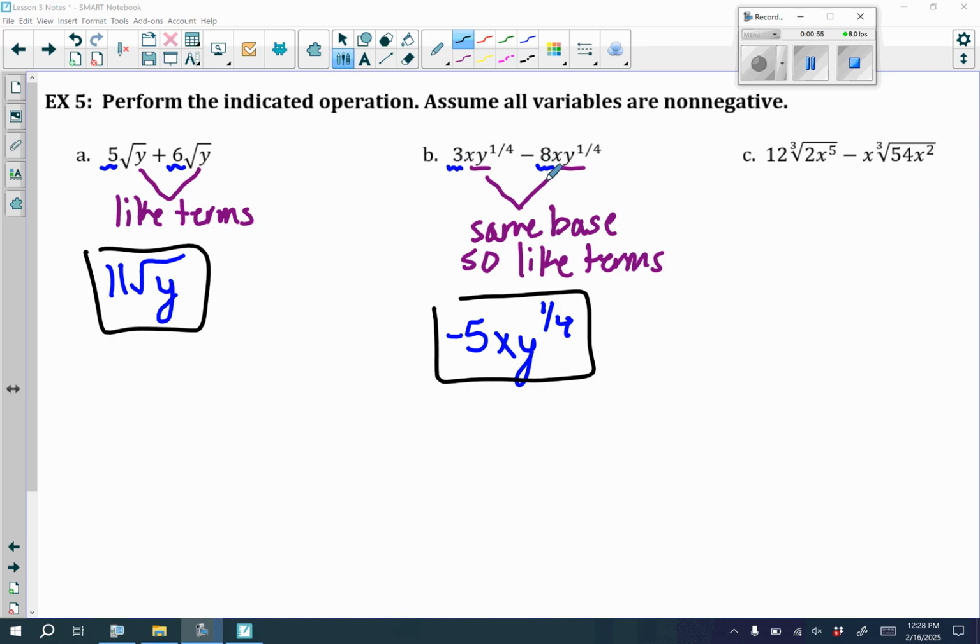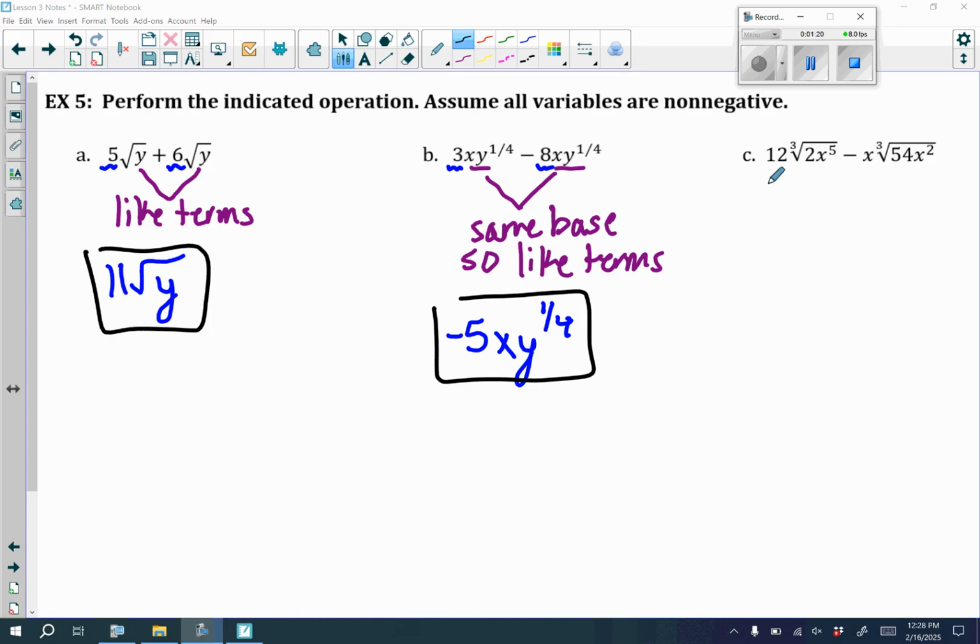This is also true for B. Our base here is actually xy to the 1/4, so both of the terms have that as their base. These are considered like terms, and we combine the coefficients, what's in front of our base. So 3 and -8 is what's in front. When we combine that, we should get -5. And then remember, we want to take our base and rewrite that. So it's xy to the 1/4.